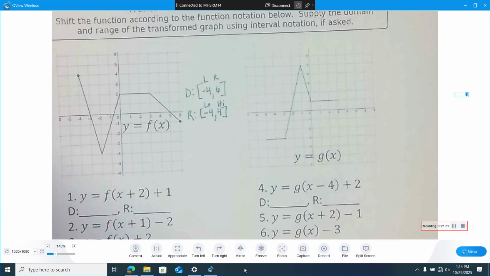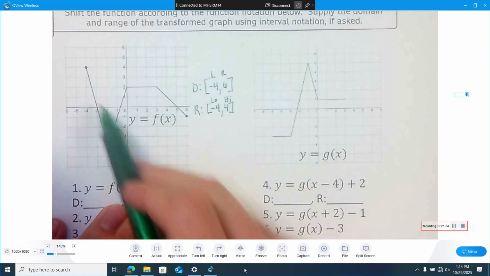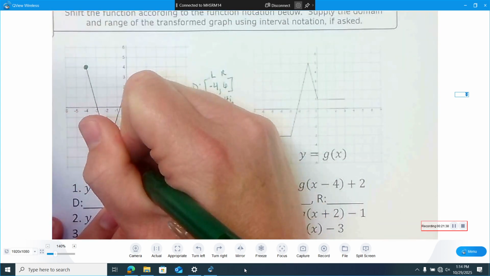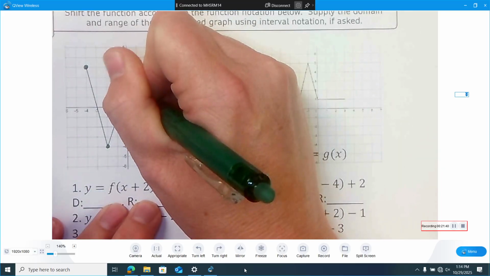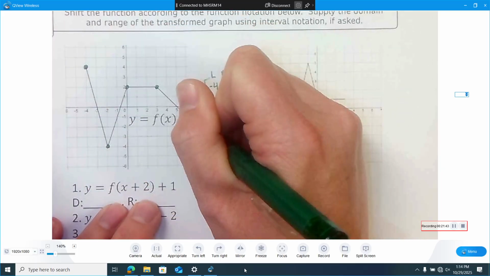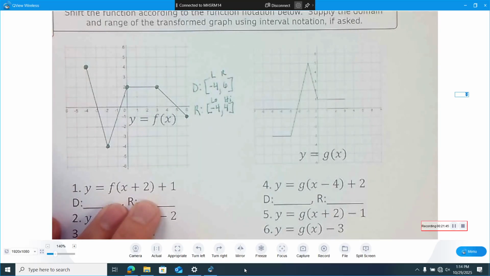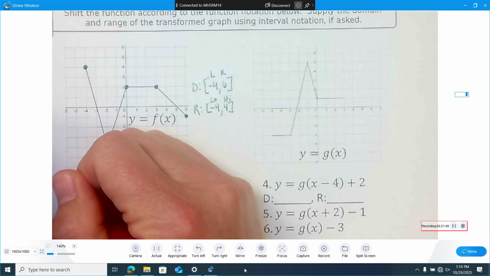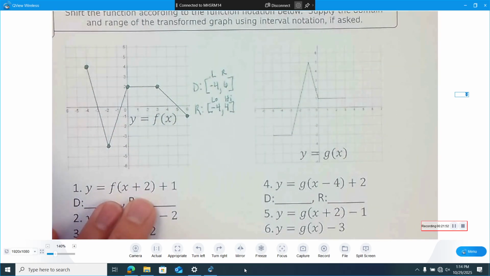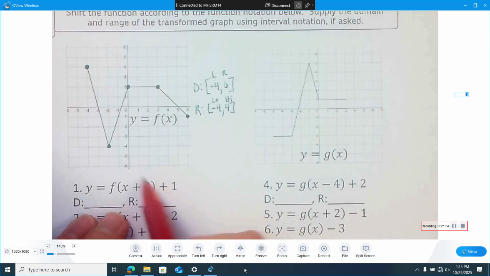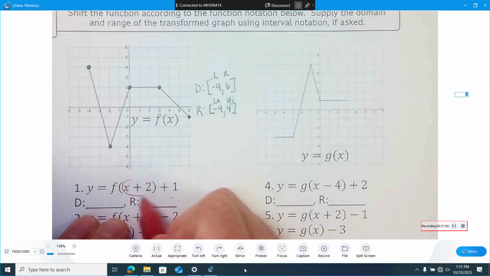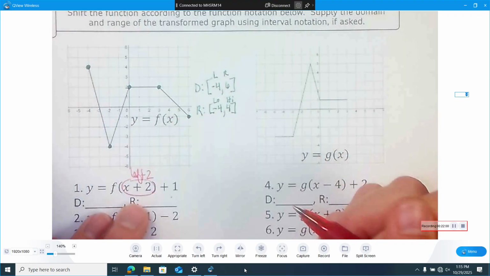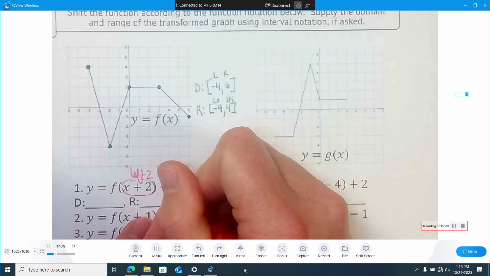Okay. So now we're taking this original shape here, and I'm just going to highlight some points here. I just want to make it really clear. So go ahead and highlight those 5 points, so we can make it really clear as we're graphing these. I'm going to graph number 1 here. F of x plus 2 and then plus 1. What does the x plus 2 do to this curve? It goes left 2, and the plus 1 is going to make it go up 1.